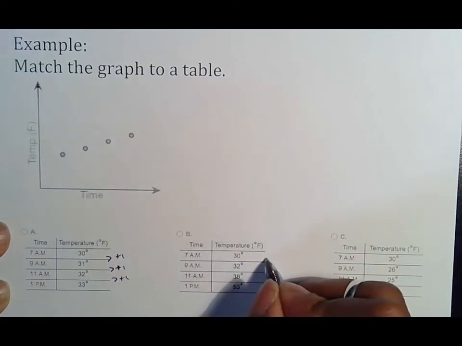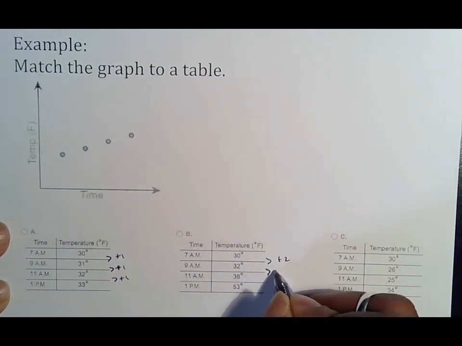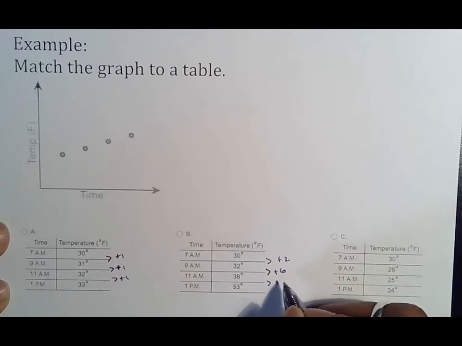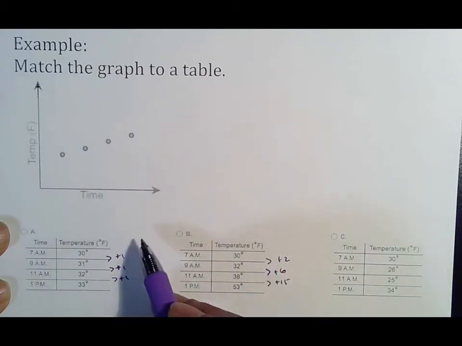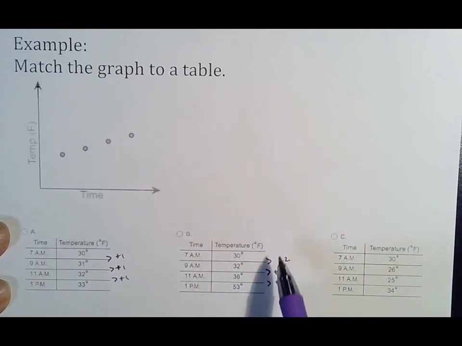That could be it. Let's look at this one. This is plus 2. This is plus 6. This is plus 15. I don't think that's going to happen because that would be curving. Again, linear means it's the same. This means it should not be straight.